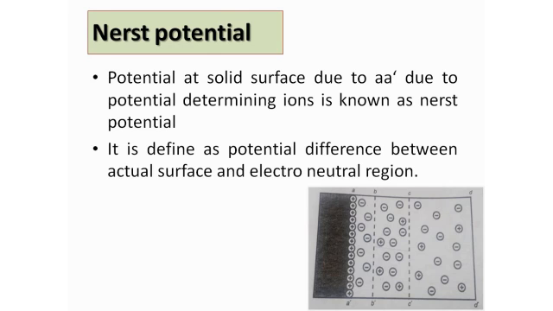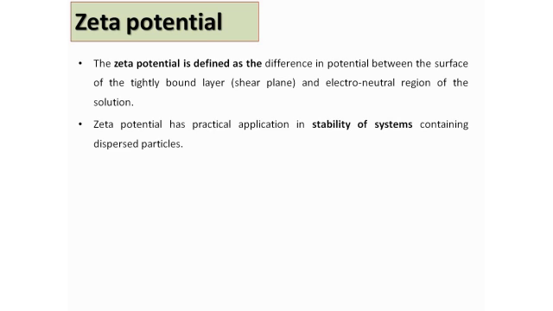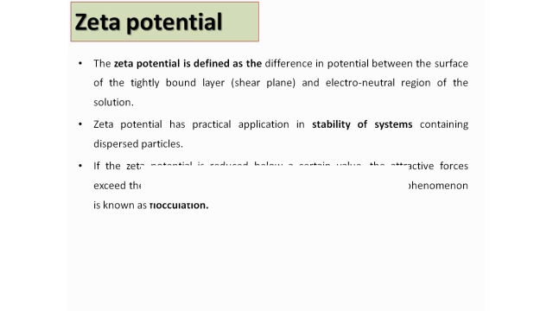Clear? The next concept is the zeta potential. So what is zeta potential? Zeta potential can be defined as the difference in the potential between the surface of the tightly bound layer, that is the shear plane B prime, and the electroneutral region, that is the D prime. The zeta potential has a practical application in the stability of systems containing a dispersed phase. We know that the greater the magnitude of the zeta potential, the more stable the suspension.